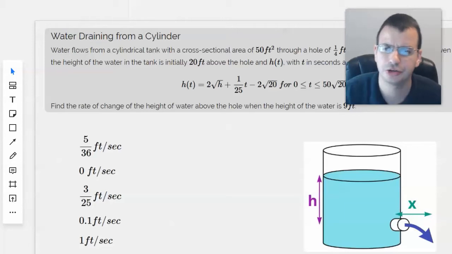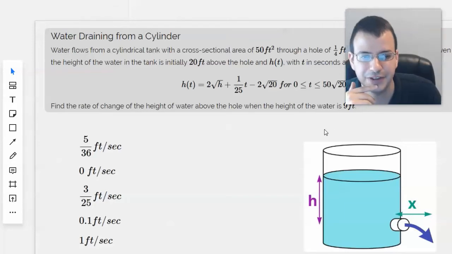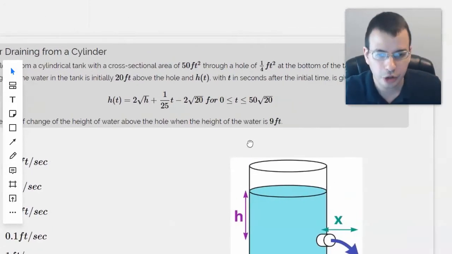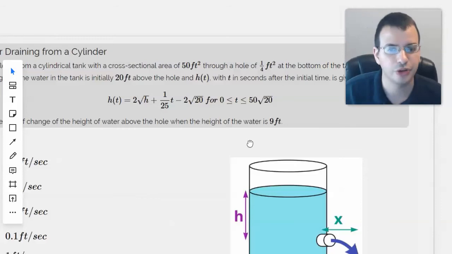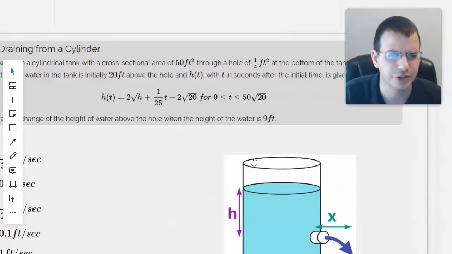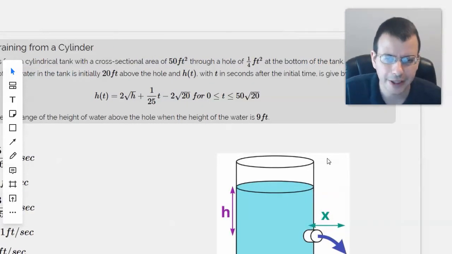Water flows from a cylindrical tank with a cross-sectional area of 50 feet squared through a hole of 1/4 feet squared.